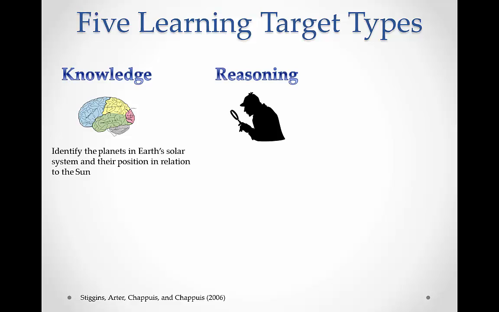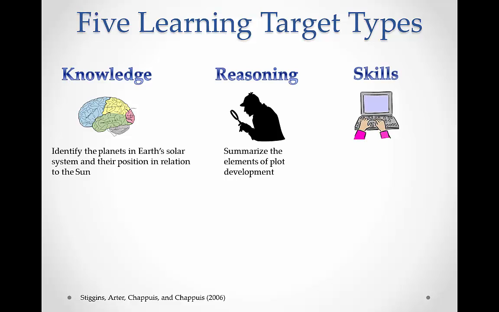Next, we have reasoning targets. Reasoning targets require students to use the information in some way or to apply it. Students have to use certain mental processes such as analyze, interpret, or compare. These are the higher level thinking skills. An example might be to summarize the elements of plot development. In this example, the student knows the different parts of the plot and how they develop, but now he must process that information to form a summary.